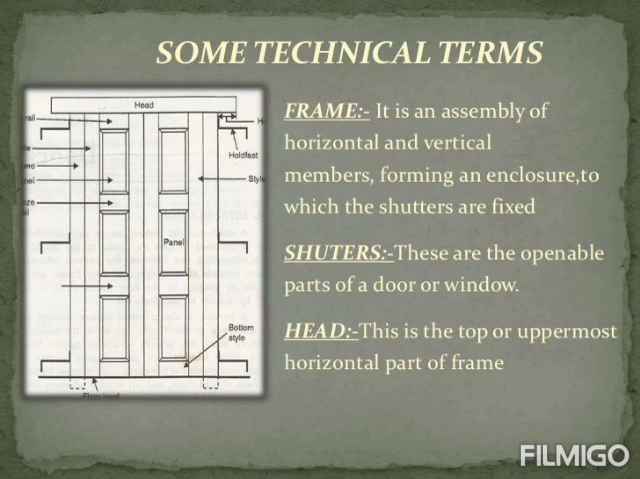Let us look at some of the technical terms of a door and a window. Frame. It is an assembly of horizontal and vertical members forming an enclosure to which the shutters are fixed. Shutters. These are the openable parts of a door or a window. Head. This is the top or uppermost horizontal part of frame.